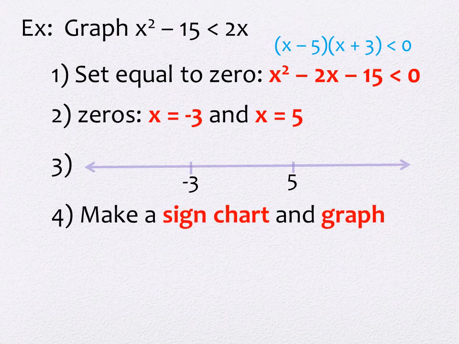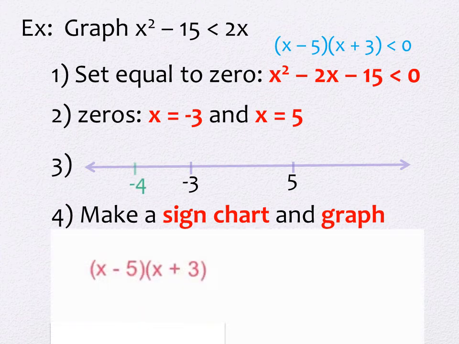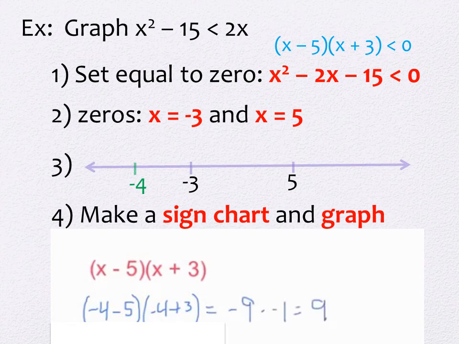The next step is to make a sign chart and graph. So here we need to pick values less than negative 3, between negative 3 and 5, and greater than 5 to sub in. Picking a value less than negative 3, such as negative 4, if we subbed it into our factored form now, we get negative 4 minus 5 and negative 4 plus 3. So if you simplify it, you get negative 9 times negative 1, which yields a positive value. So any value less than negative 3 will give me a positive output. So we put a plus sign above that interval.